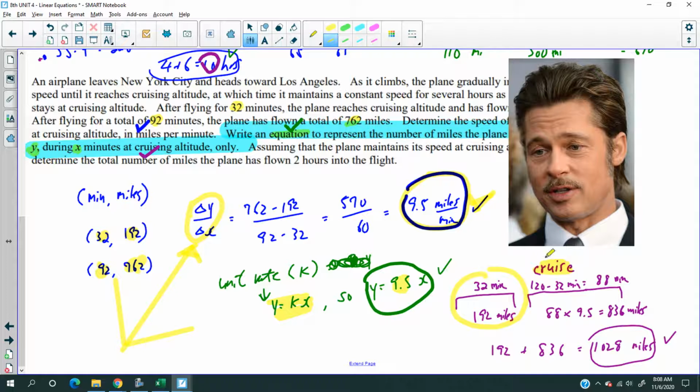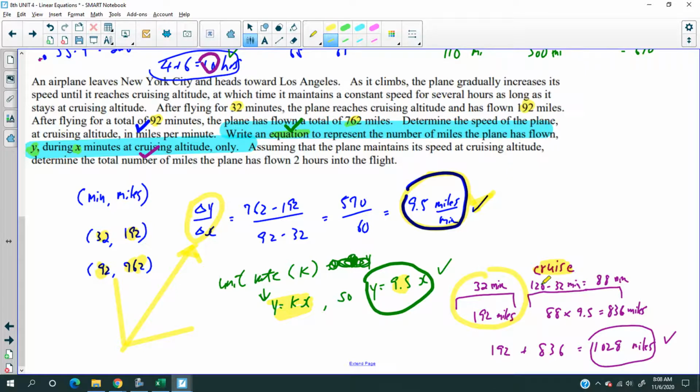All right, so I have to subtract, because they said the limit was 2 hours, right? The interval was 2 hours. So if I take 32 minutes from 2 hours, I get 88 minutes, right? So I got to figure out how far this plane went in the 88 minutes. So that's why I did 88 multiplied by the 9.5. And that's how I got 836.